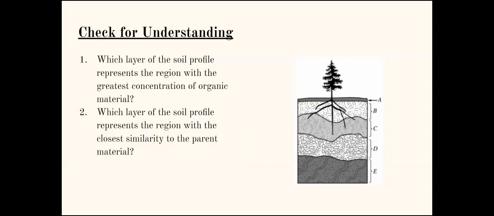Now, to see if you remember the layers, looking at the image to the side, which layer of the soil profile represents the region with the greatest concentration of organic material? And for question 2, which layer of the soil profile represents the region with the closest similarity to the parent material? Where would you find the most rock or parent material in this graph?